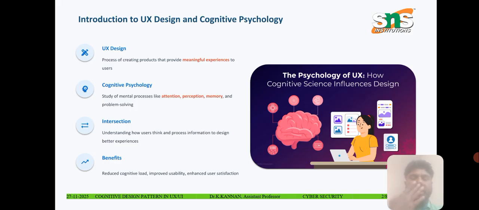Then there is cognitive psychology, which covers mental processes like attention, perception, memory, and problem solving. The intersection is understanding how users think and process information to design a better experience. The benefit of UI UX is to reduce the cognitive load, improve usability, and enhance user satisfaction.